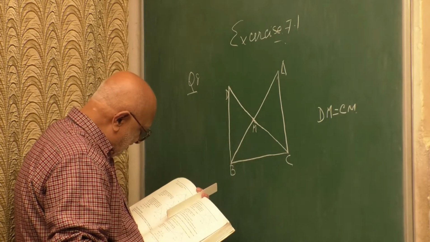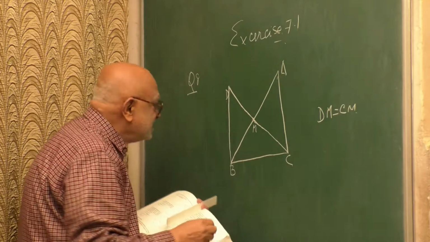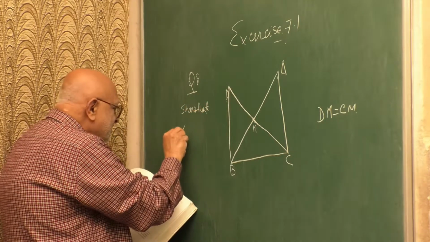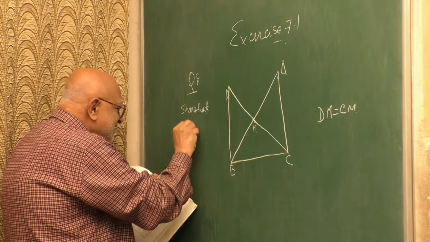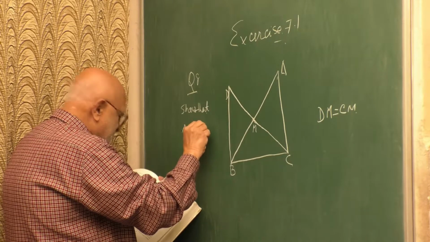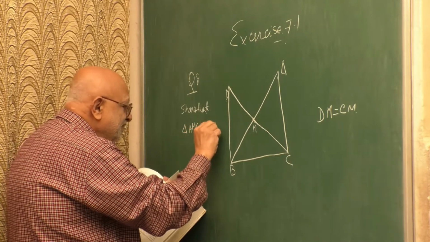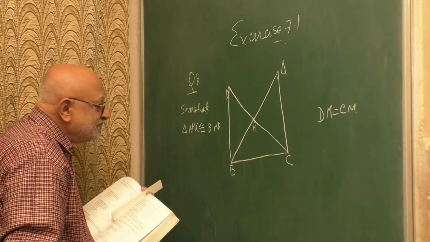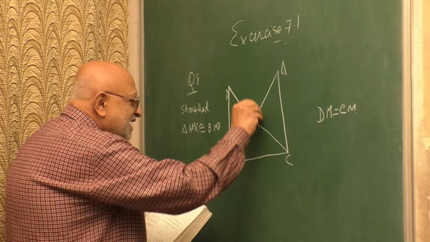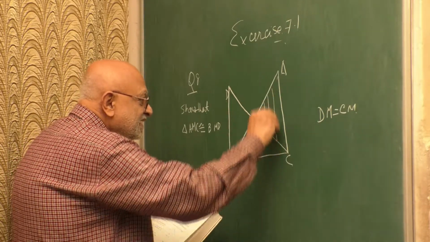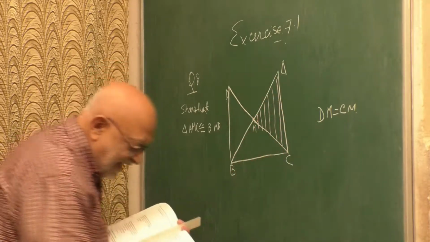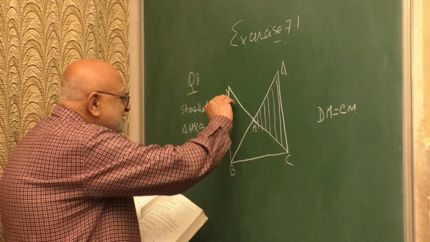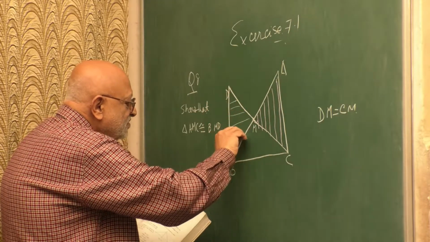And I will then have to show that, they don't say prove, they say show that triangle AMC is congruent to triangle BMD. Which one is AMC? Let us hatch it. AMC means this particular triangle. And the other triangle is BMD. BMD means this triangle.